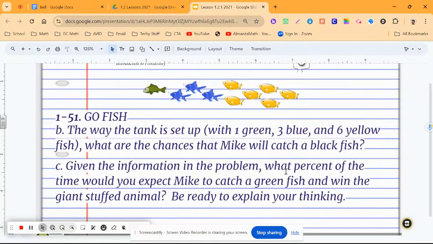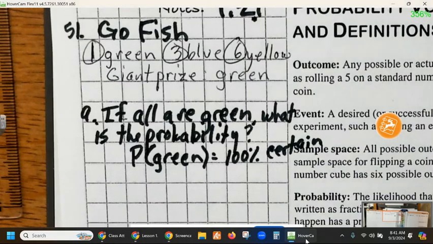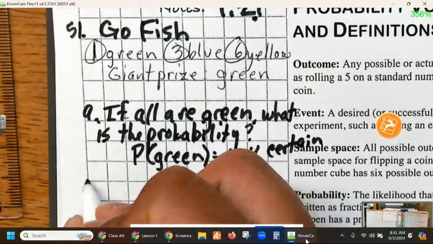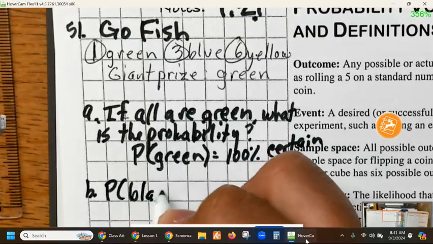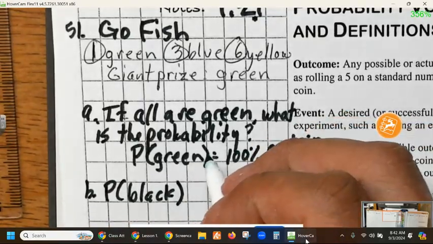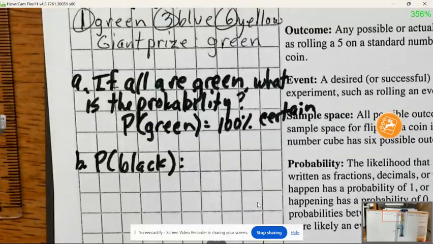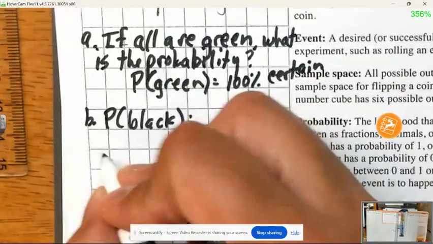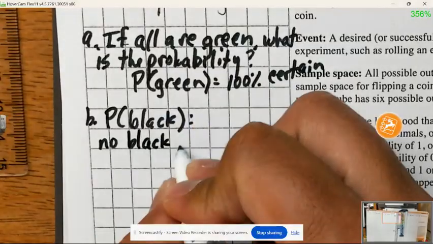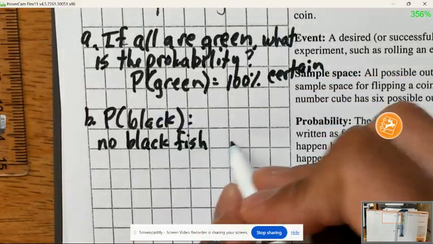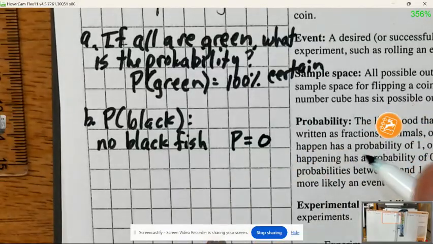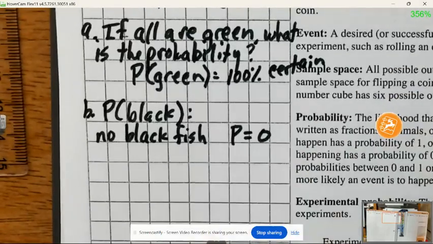Now, the way it's set up now, if you look at the tank, what would be the probability that Mike gets a black fish? Okay, so this is question B. What is the probability that the fish is going to be black? And since there are no fish that are black in the tank, that means that it is pretty much impossible to get a black fish, right? So since there are no black fish, that means that the probability is 0. Okay, it is impossible to get.